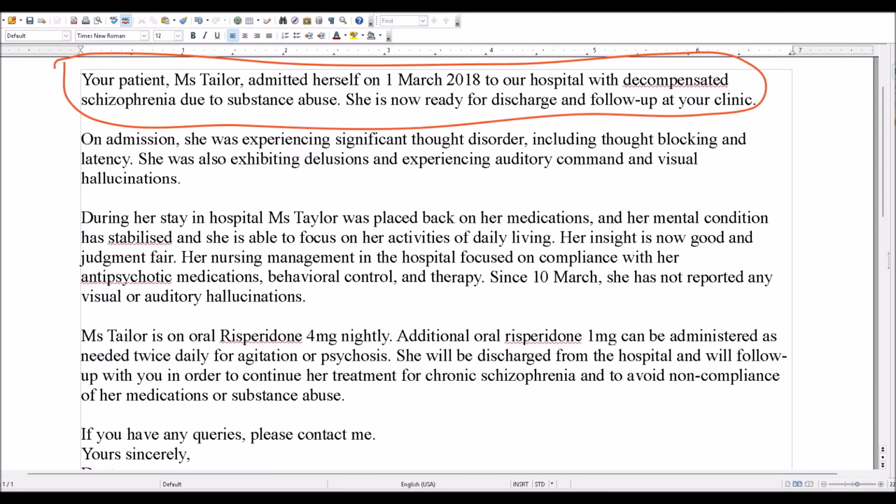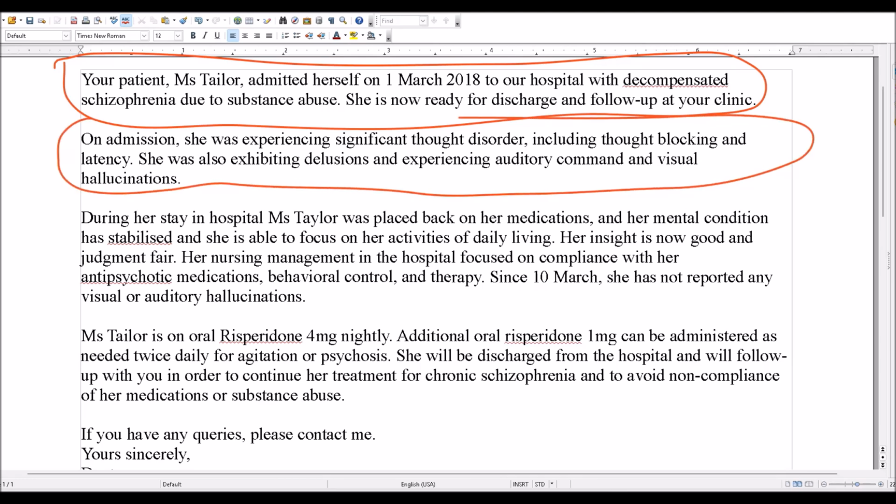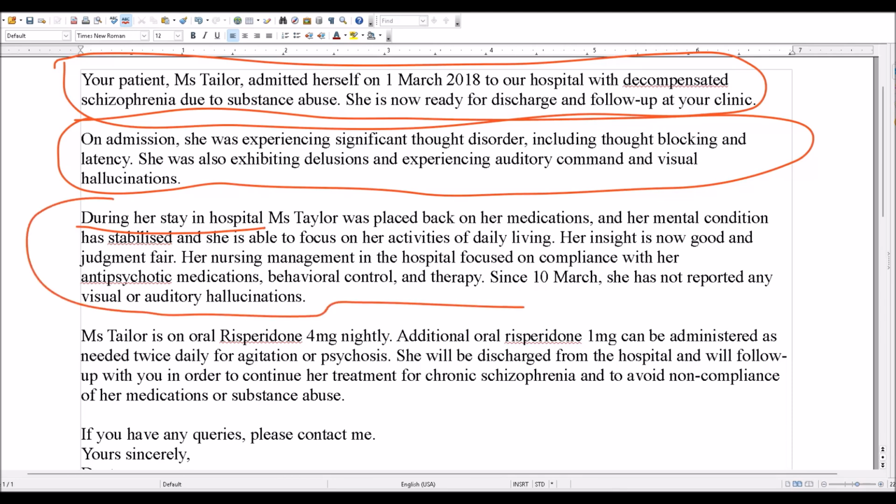So I'm a GP. What I don't know is what happened when she was admitted. Admissions, thought disorder, thought blocking, latency, delusions. I would maybe have mentioned the self-harm, but okay. That's what happened when she was admitted. What happened during her stay? Well, she was back on the meds. Did it say anything about non-compliance? Doesn't mention that. So she was placed back on her meds, which would imply that she was non-compliant before. Medical condition is stabilized. Insight's good. Nursing management, she's not reported. So that's all the in-hospital stuff.